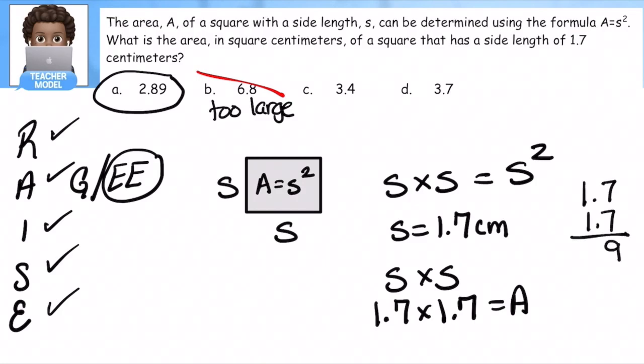7 times 7 is 49. 7 times 1 is 7 plus 4 is 11. I put my 0 in there, my placeholder. Remember, we don't want to make silly mistakes. And 1 times 7 is 7. 1 times 1 is 1. And I get 289. And I have to move my decimal 2 spots over. 1, 2. To get 2 and 89 hundredths. So we are actually correct.